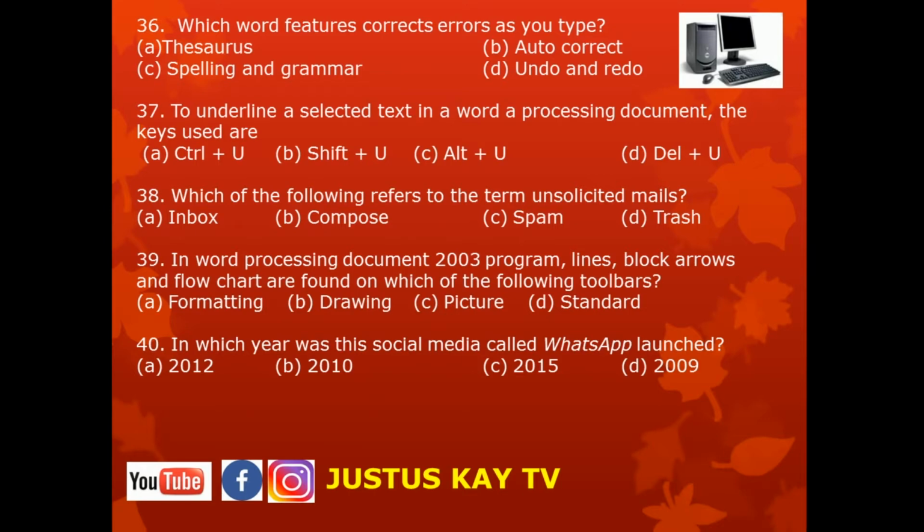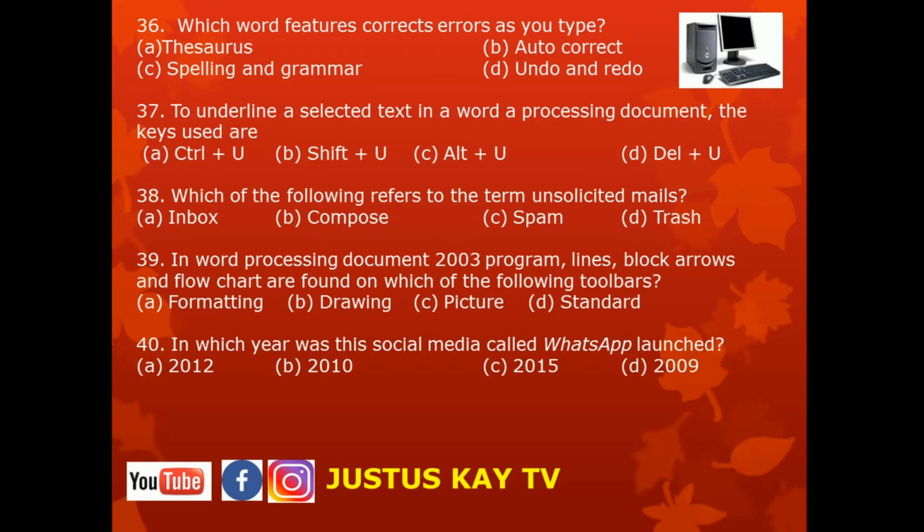Question 36. Which Word feature corrects errors as you type? A. Thesaurus. B. Autocorrect. C. Spelling and grammar. D. Undo and redo.